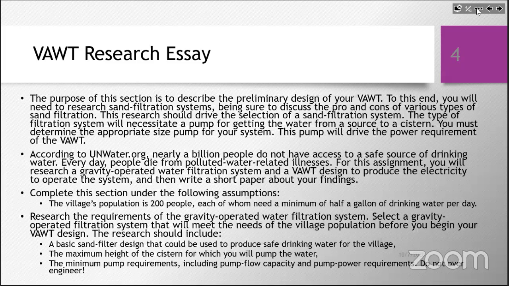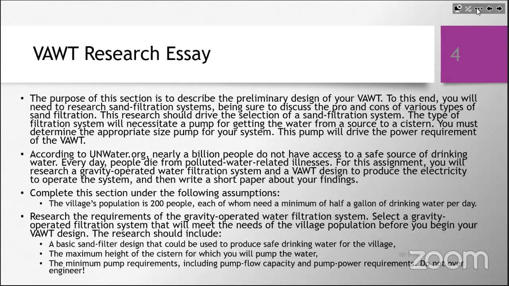All right, so to this end, you will need to research a sand filtration system, right? I'm telling you that the way that you're going to filter the water is through a sand filtration system. So you're going to look up sand filtration systems. You're going to be sure to discuss the pros and cons of the various types of sand filtration systems, right? There's more than one flavor of sand filtration system. Tell me the benefits and the disadvantages to each of those, right? Your research should drive the selection of a sand filtration system.